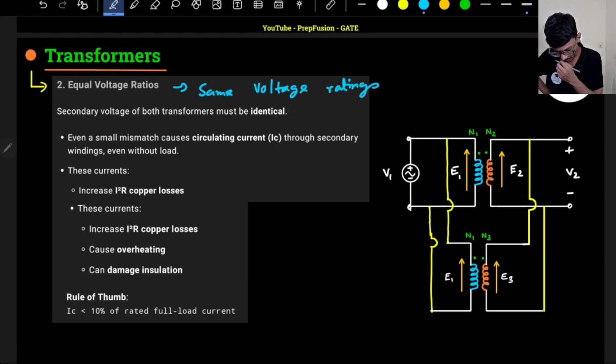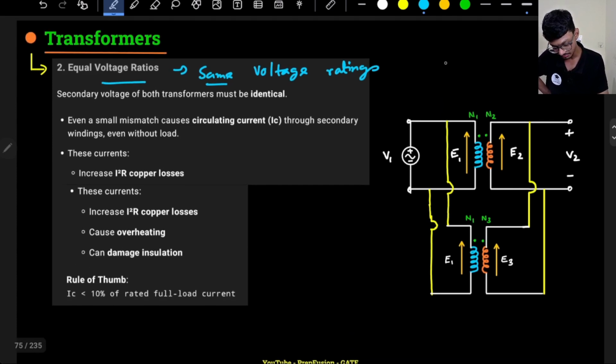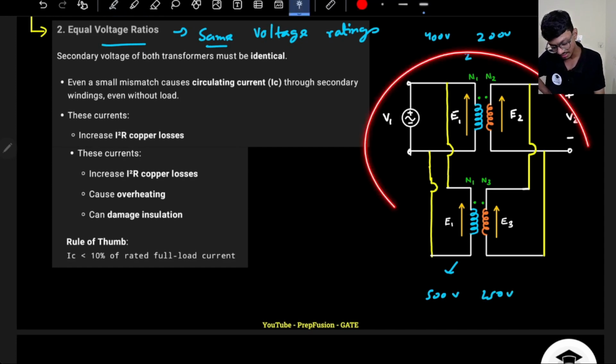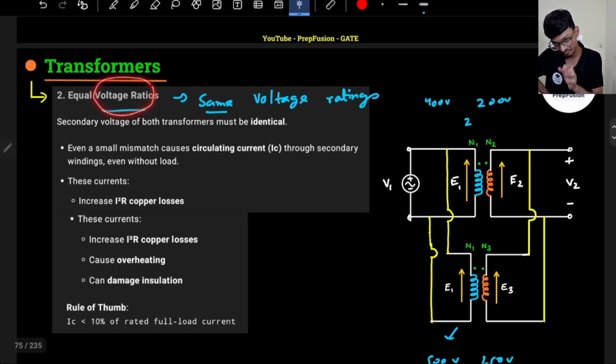But equal voltage ratio will not always actually work. Let's take an example: say my supply is 400 volts and the output is 200 volts. Here the turns ratio will be 2 for the first transformer. The second transformer, let's say its primary is 500 volts and its secondary is 250 volts, so the turns ratio is also the same, 500 by 250. But will it work in parallel condition? No, because there is a voltage difference between the primaries, right? So just be careful that this is a bit flawed.